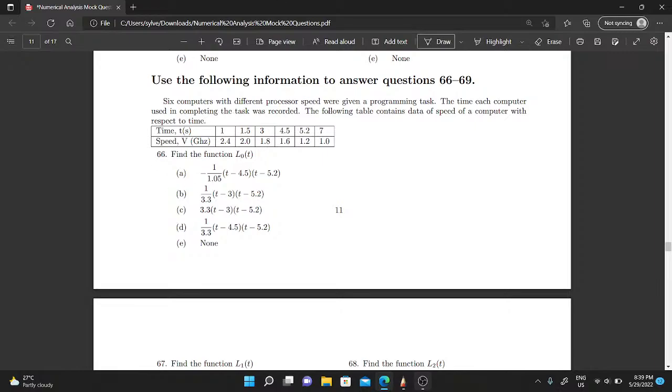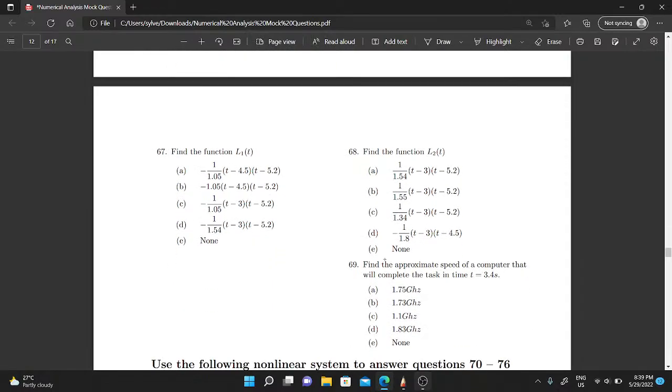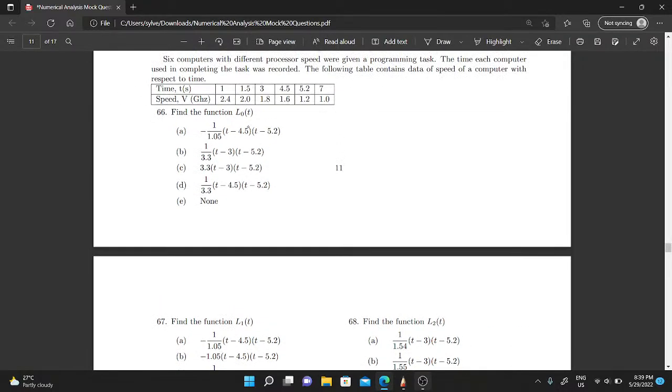Now, six computers with different processor speed were given a programming task. The time each computer used in completing the task was recorded. The following table contains data of speed of a computer with respect to time. Now, if you look at this question critically, they've not told you anything about how to find L naught. So what you can do is find the number of Lagrangian coefficients they found, which is L naught, L1, and then L2. When you see that, you can see that they are doing a quadratic, or their order is 2. So now what you need to find next is the data points they used. Because you need to find out what T values to use and what V values to use.